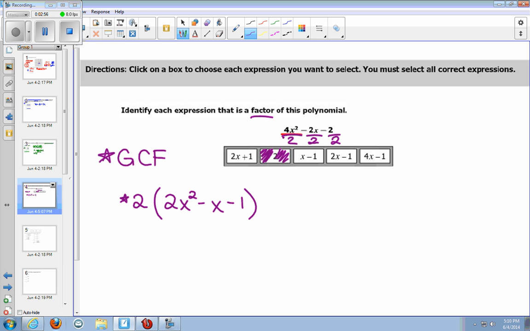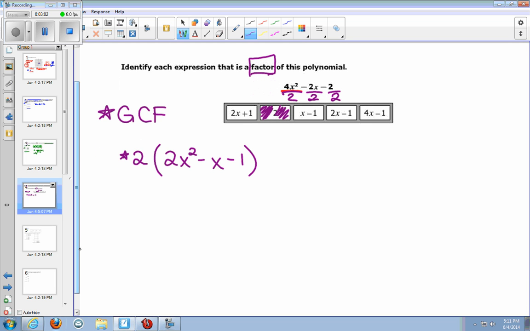Okay? Now, I'm still not done. That word factor is really important. I've got to continue factoring until I cannot factor this any further. So now I've taken care of my GCF. I need to factor what remains with 2x squared minus x minus 1. Now I teach a box method. I'm going to show that to you now. If you don't like it, you're obviously welcome to use guess and check.